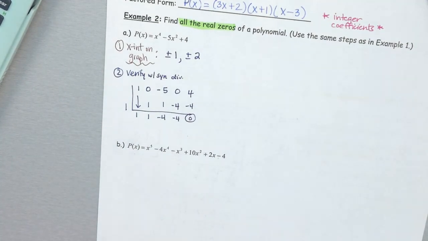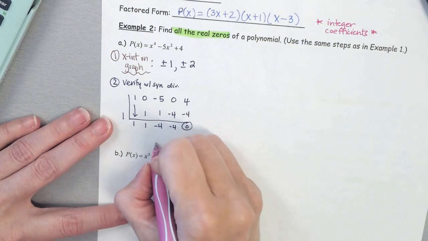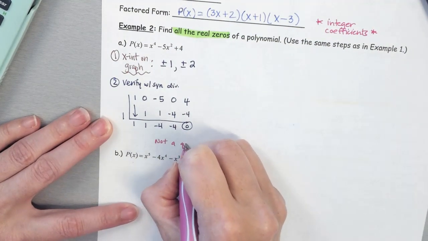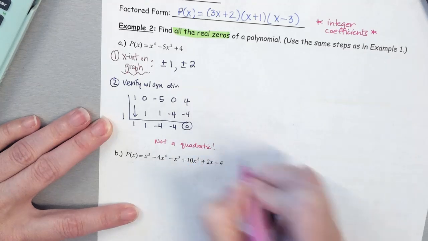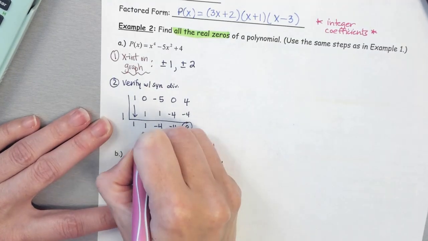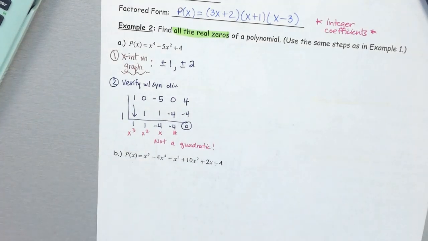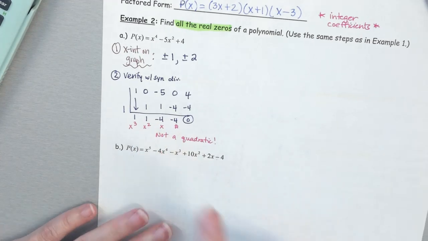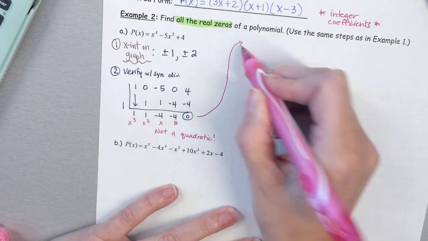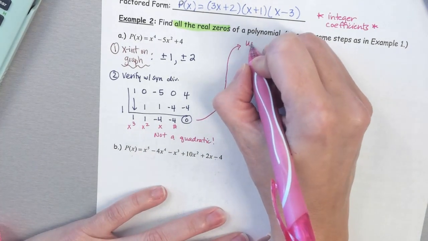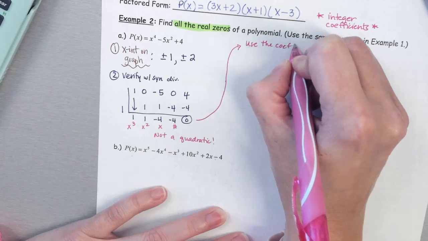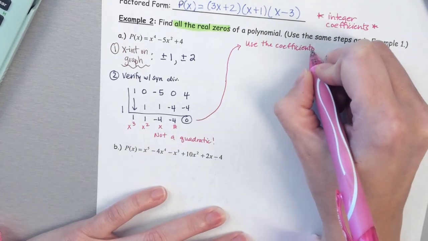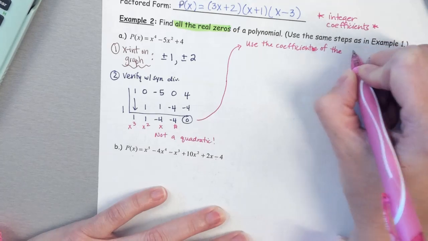Okay, now, this is not a quadratic. Sometimes, even though it's not a quadratic, you'd be able to factor, but we really do want to keep going until we get a quadratic. Do you guys remember how we do that from last year? Yeah, you have to take this and you have to make a new synthetic division. Okay, so we have to use the coefficients of the cubic function.